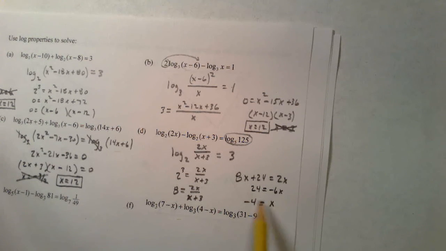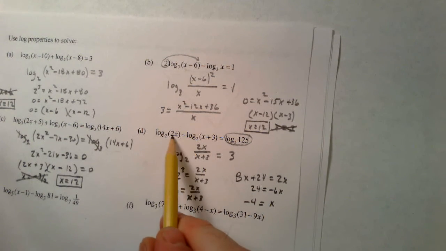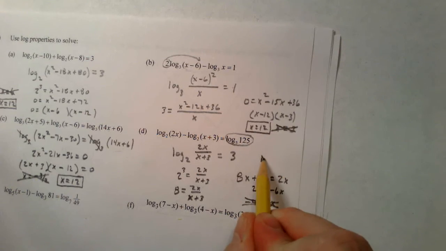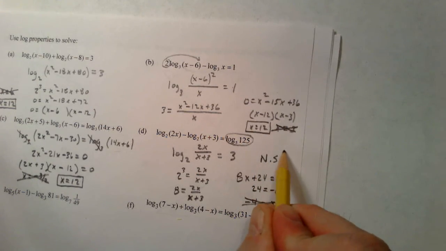Now let's go check. The only answer we have to check is negative 4. So we head up here and go, uh-oh, 2 times negative 4 is negative 8. And that location can't be negative. I don't have any answers. No solution.